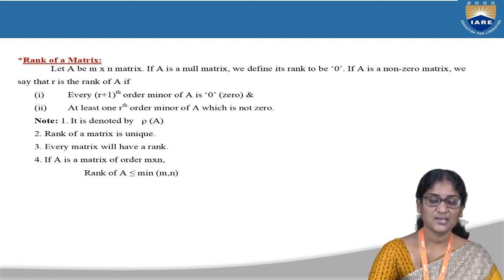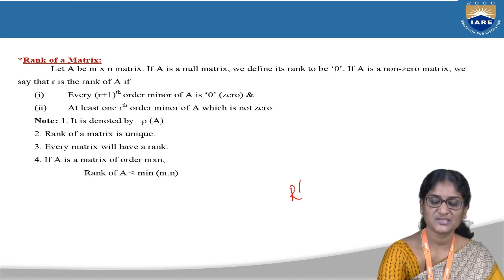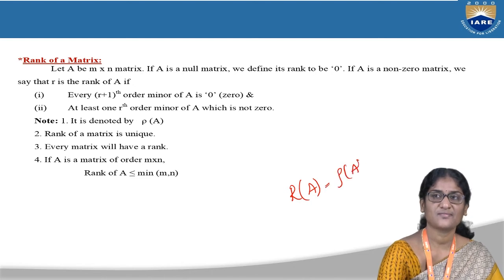The rank of a matrix is denoted by ρ(A). Sometimes it is also represented by R(A), capital R of A. Sometimes it is represented by capital R of A, or sometimes by rho of A. Both represent the rank, right?